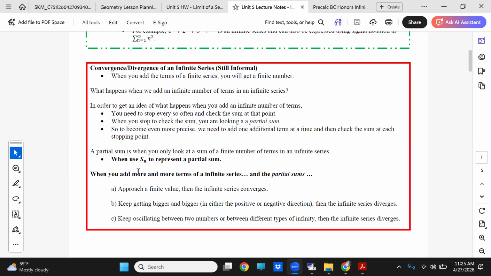When you add more and more terms of an infinite series, if the partial sums approach a finite value, then the infinite series converges. If it keeps getting bigger and bigger, of course, it diverges. Or if it oscillates between two numbers or different types of infinity, that also diverges. So those are the 3 things that could happen.